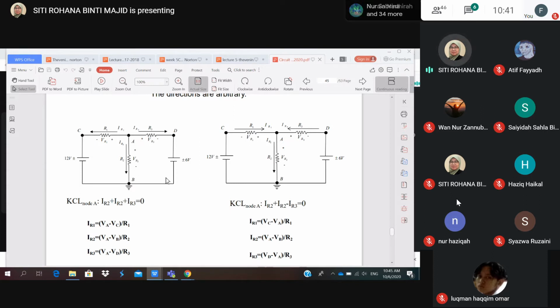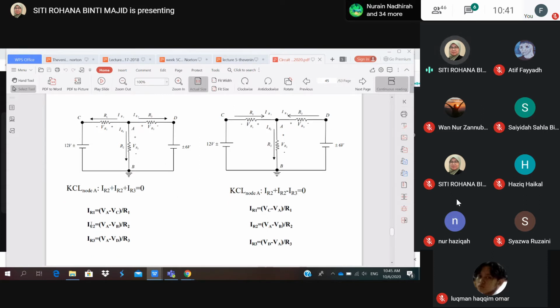Okay, and then we continue with IR2, which is VA minus VB, and here VB is 0, over R2, and also IR3, VA minus VD over R3. So the same thing if you set it like this, for the right side. Let's say I set R1 and R3 entering the node, but R2 out of the node. So this one is R1.